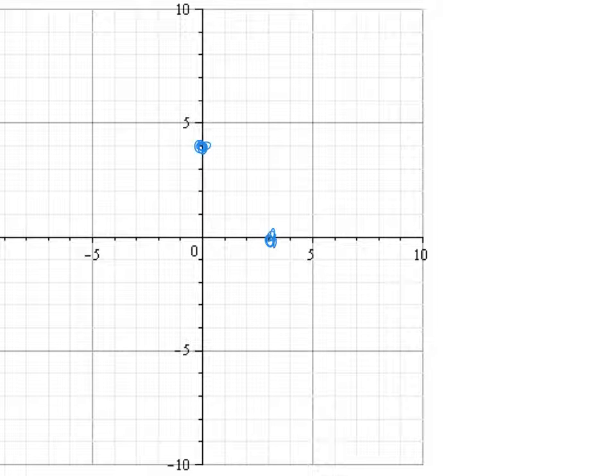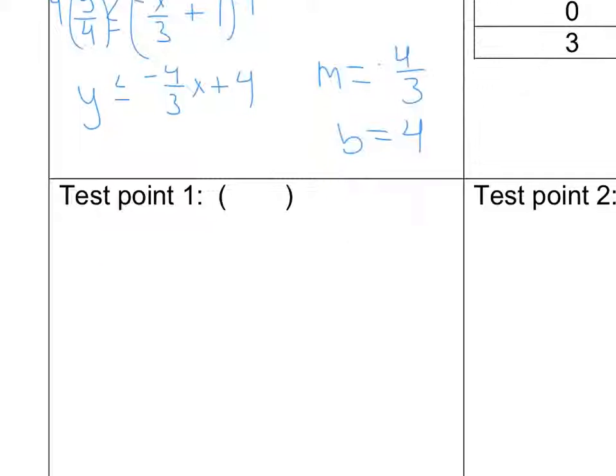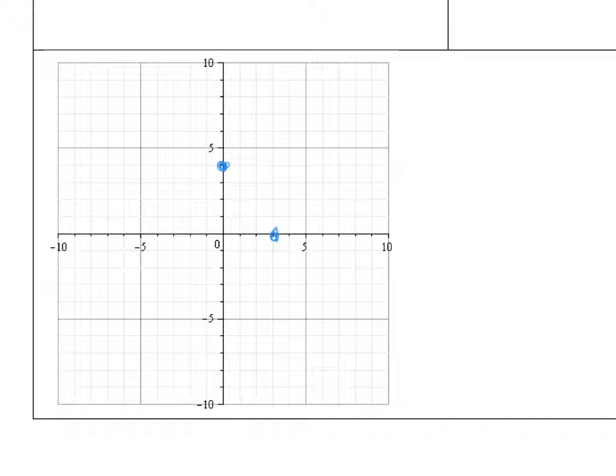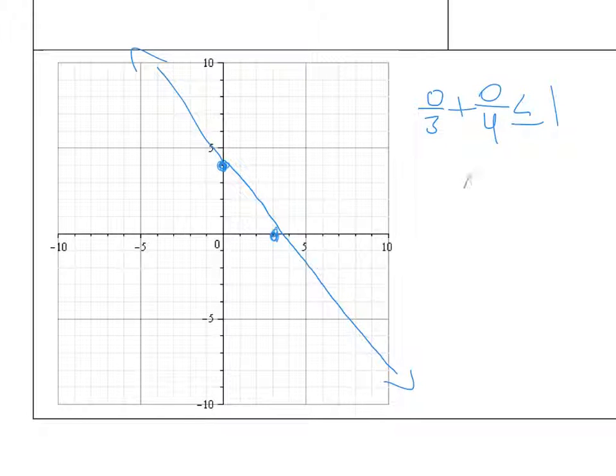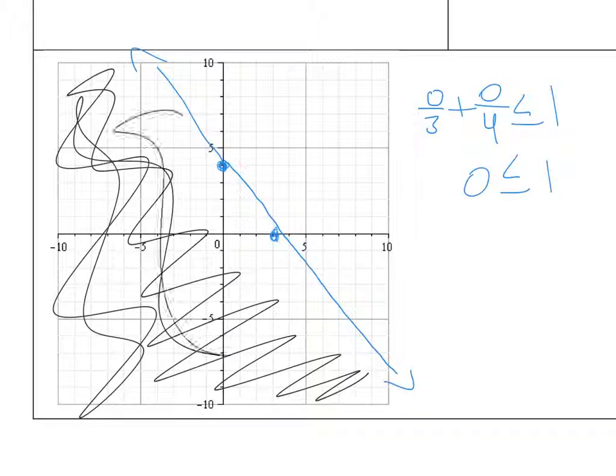Here's the big difference. If we check, see how it's or equal to? That means not a dashed line, but a solid line. But you can still use 0, 0 as the test. But again, go back to the beginning. So what you have is 0 over 3 plus 0 over 4 is less than or equal to 1. Is 0 less than or equal to 1? Yes. So that means it is true, so you shade that side. Okay? Let's look at another one.